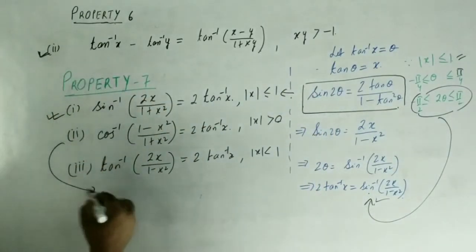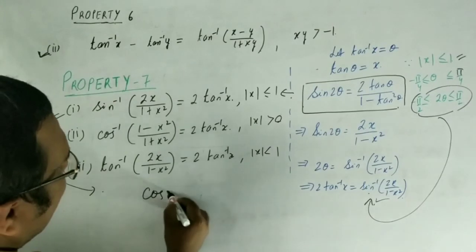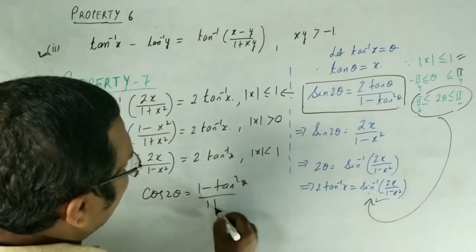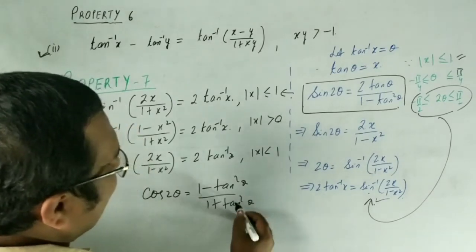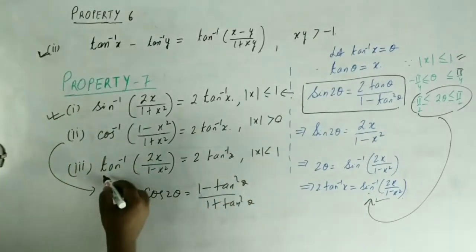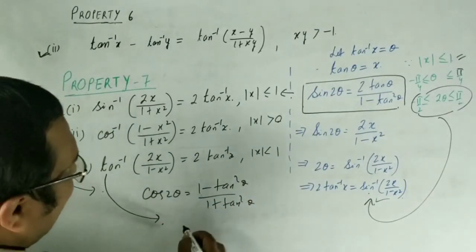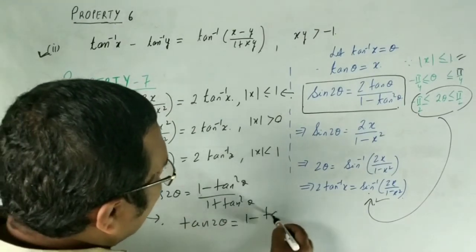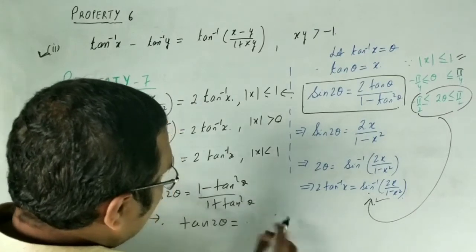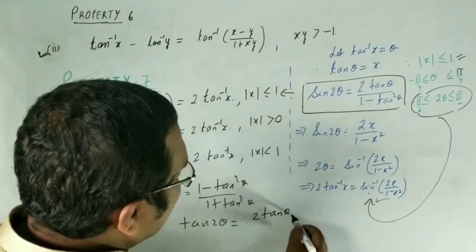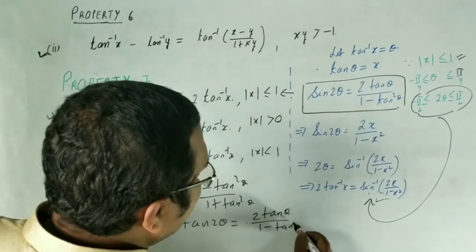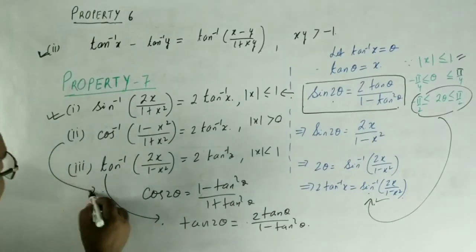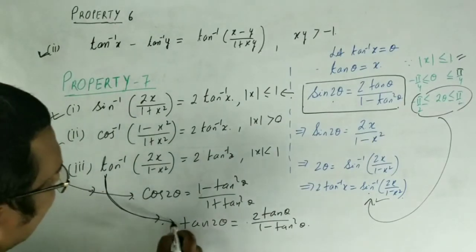For this, you are going to use the formula cos 2 theta is 1 minus tan square theta by 1 plus tan square theta, and you take tan theta as x. And for this, you use the formula tan 2 theta is equal to 2 tan theta by 1 minus tan square theta. Just as you use this formula, for this you are going to use this formula, and for this you are going to use this formula.